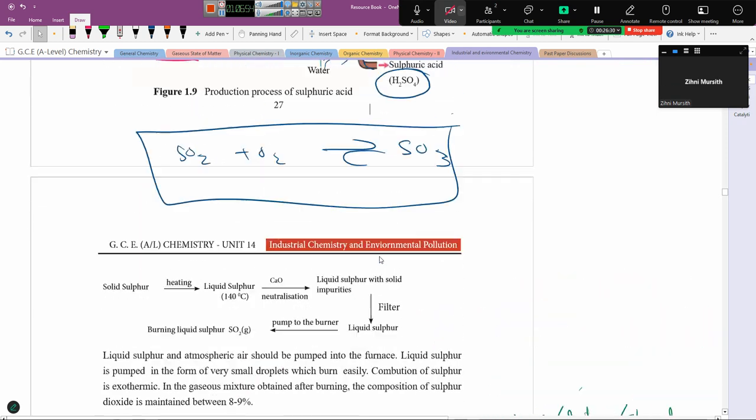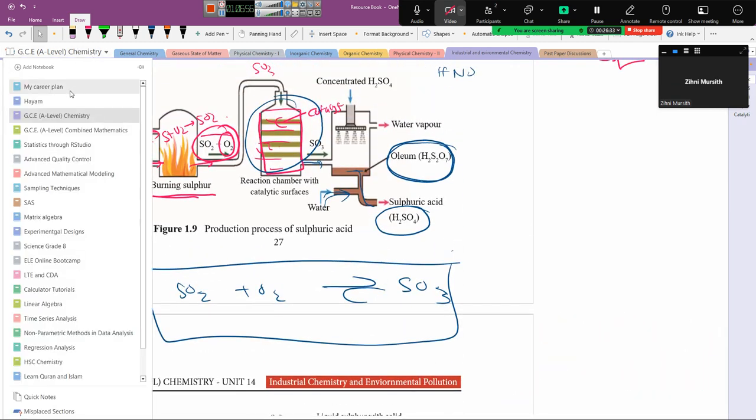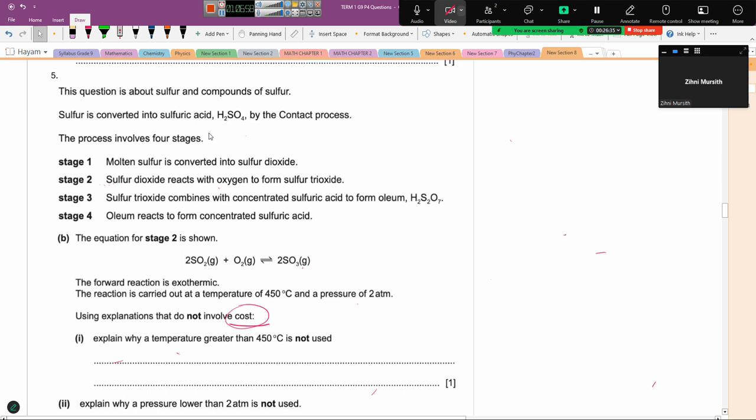Now we will move to this question. Here they have asked a question about sulfur and compounds of sulfur, right? They have given all these stages, and now they are asking, the equation for stage 2 is shown. Based on that equation only they will ask questions. The forward reaction is exothermic. They will provide that this reaction is exothermic. Otherwise you should know, since this is a synthesis reaction, it will be an exothermic reaction.